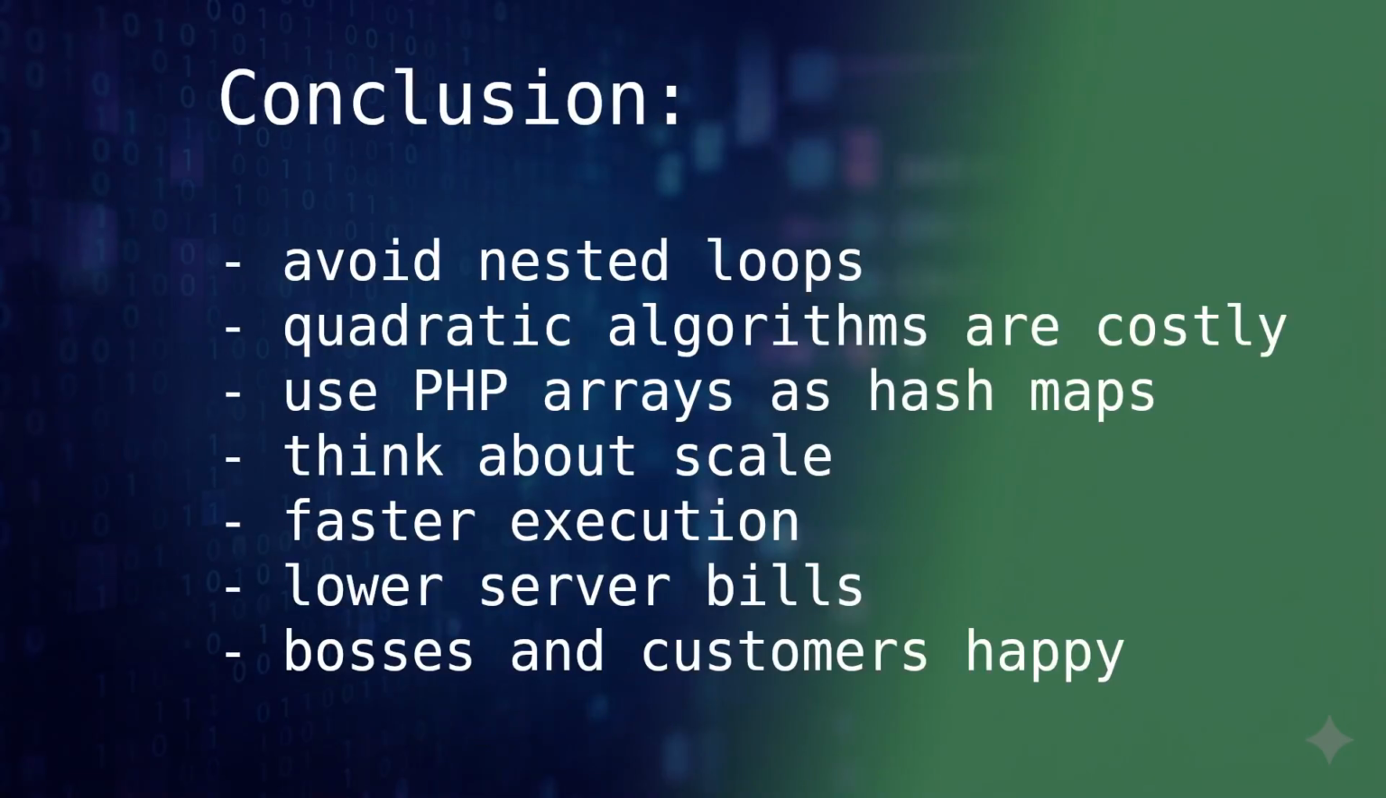So what's the conclusion? Avoid loops inside loops. Avoid quadratic time algorithms as they are very costly. Use PHP arrays as they are highly optimized hash maps under the hood. Think about scale. What may work in your local environment might not work in production when you deal with real live data. Plus, if you speed up the execution of your code by orders of magnitude, your boss will be very happy. But of course, it's not just about a happy boss. It's about lower server bills and a faster experience for your users.